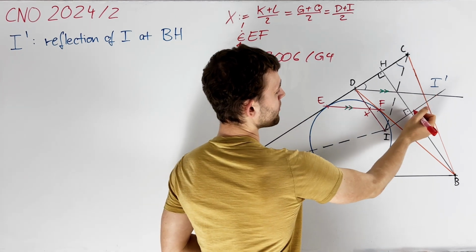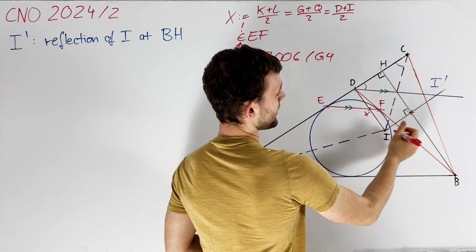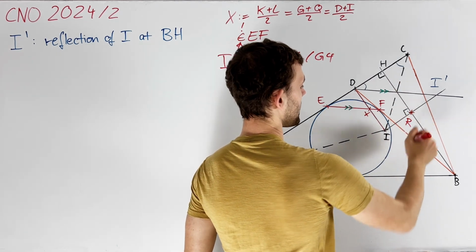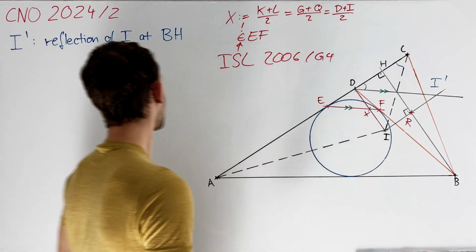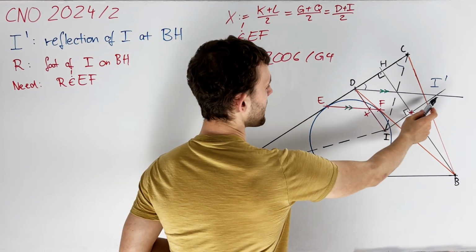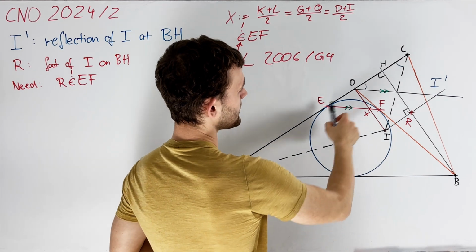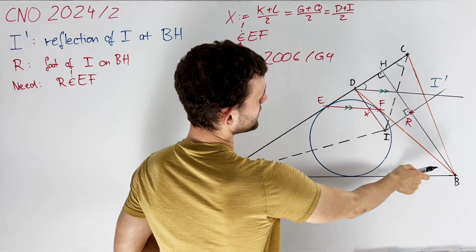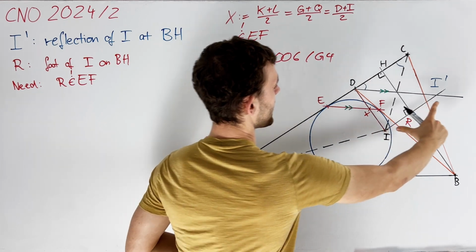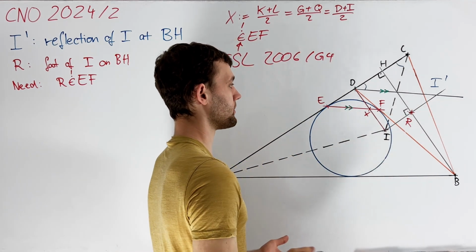As I said, it is enough to prove that EF passes through the midpoint of I and I', which is just the foot of I onto BH. I want to denote this point by R, and it remains to prove that R lies on line EF. We have that EF and DI' are parallel, and DE is orthogonal to BH, which is again orthogonal to II', so DE and II' are parallel as well.